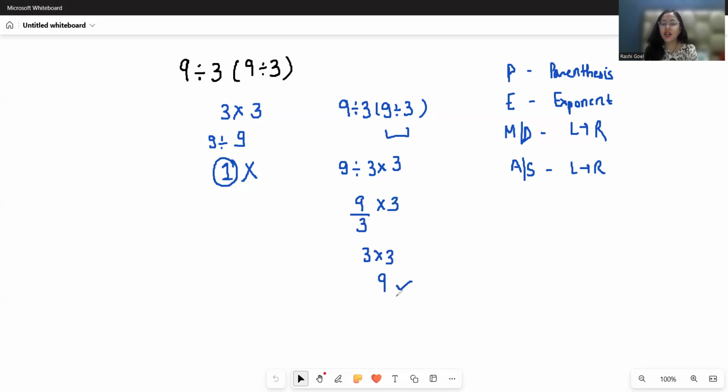So what is the correct answer? 9, not 1. I hope it's clear and you learned how to apply this rule, and when you apply it, you will always reach the right answer. So now let's learn the new expression.